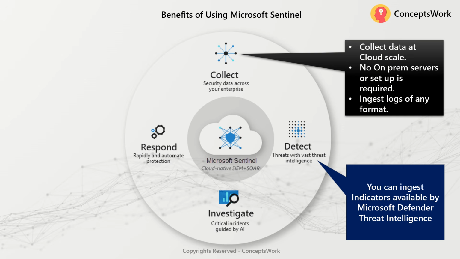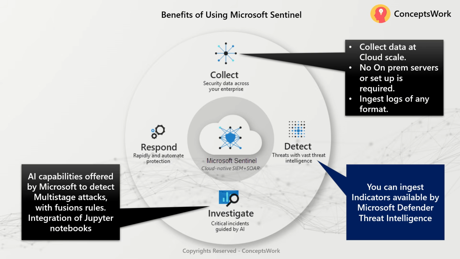And then when it comes to the application of TI data, you can create rules and perform deep investigation. Now, it also shows you investigation guided by AI. It shows here critical incidents guided by AI. This typically means that there is a default rule available in Microsoft Sentinel, which is termed the fusion rule. What it does is combine the data from multiple sources, and let's say there are multiple sources which are generating low fidelity alerts.